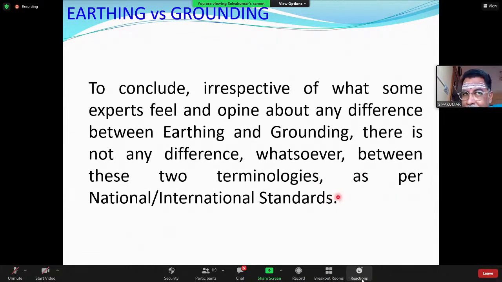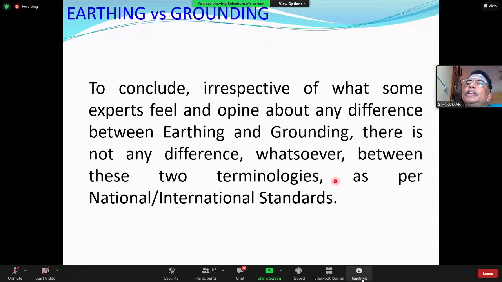We have seen IS, we have seen IEC, we have seen IEEE. In all these three standards, they have not perceived any difference between earthing and grounding. So it is better to follow the standards rather than these expert opinions, because in any specification, design, installation, O&M specifications, customer, client, consultants, they only mention us to follow standards in our design practice or installation practice or O&M practice. We have to follow only the national standard or international standard.